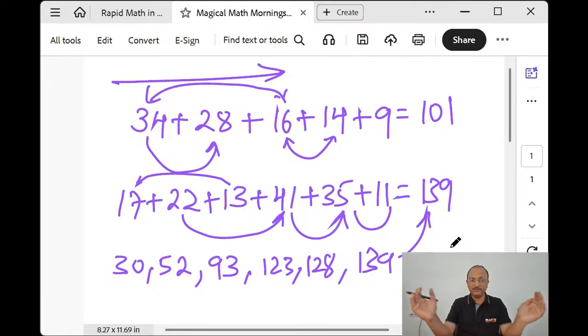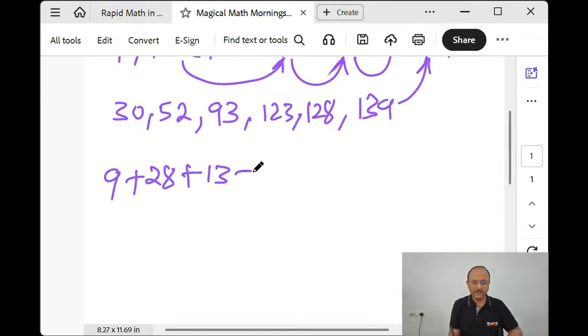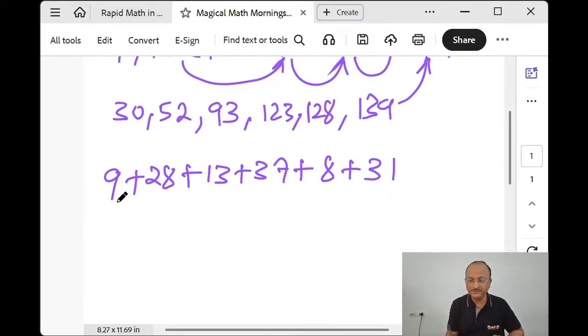As you practice, you can skip these numbers and directly go to the next jumping numbers. Let's take one more example. Maybe you want to add 9 plus 28 plus 13 plus 37 plus 8 plus 31. Always I'll try to look, is there any pair which can make it to the multiples of tens? Yes, the sum of these two is 50. Don't write this, but just try to understand why I am writing 50. 37 plus 13 is 50.